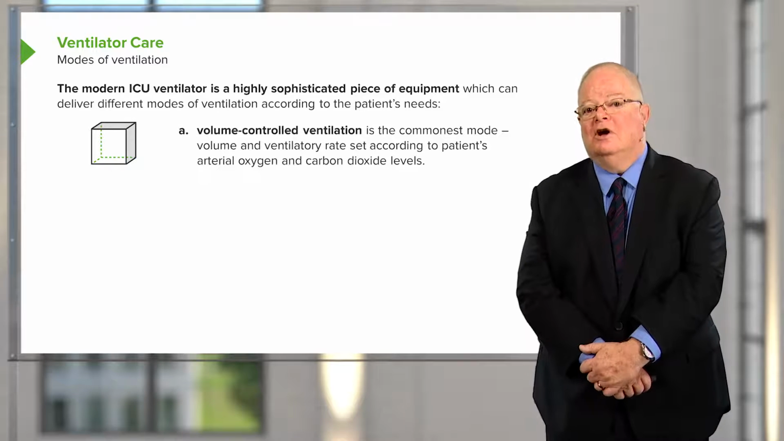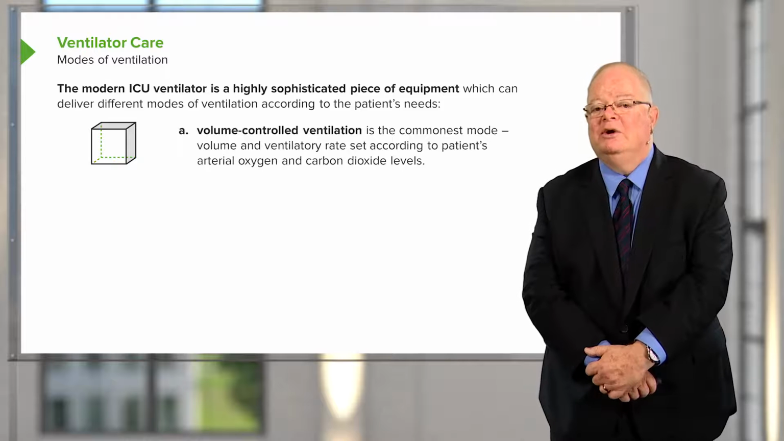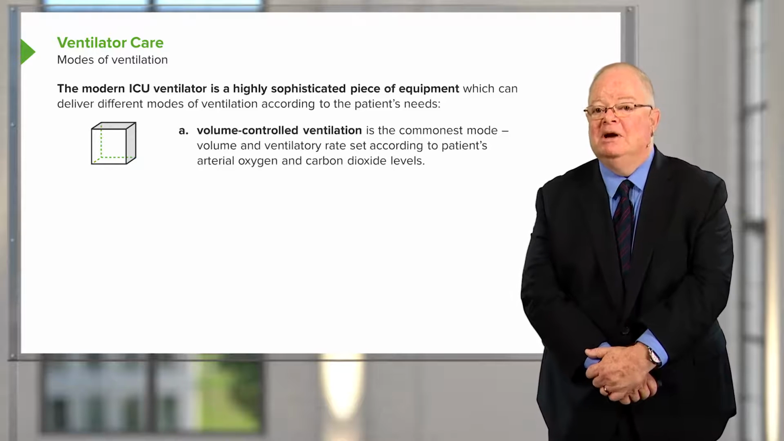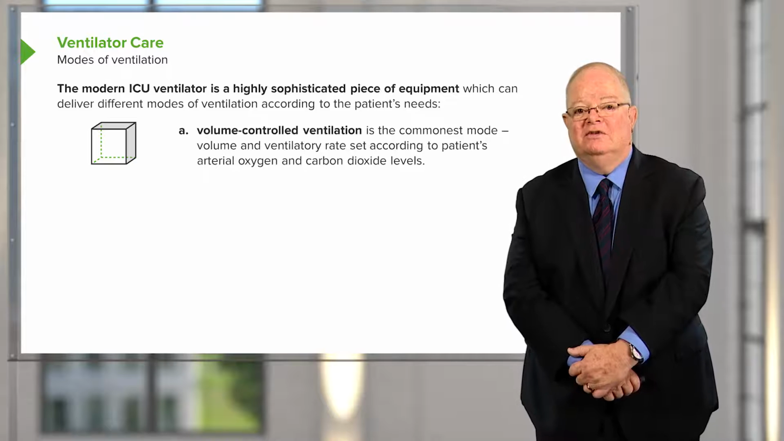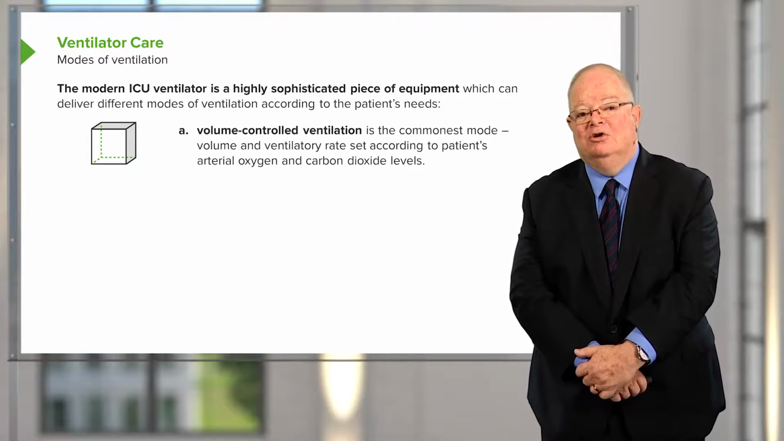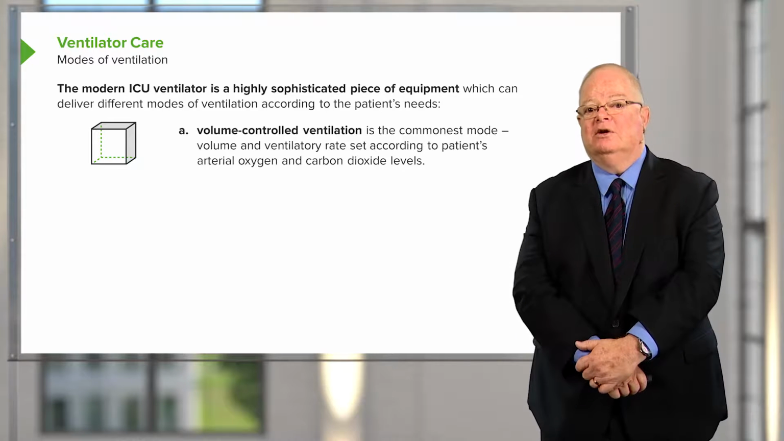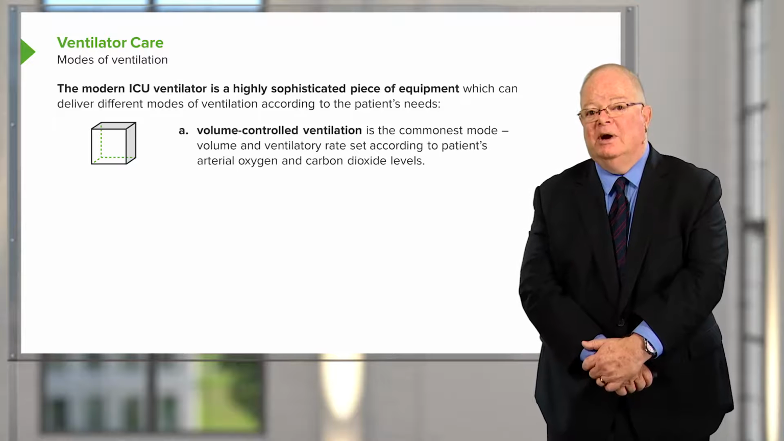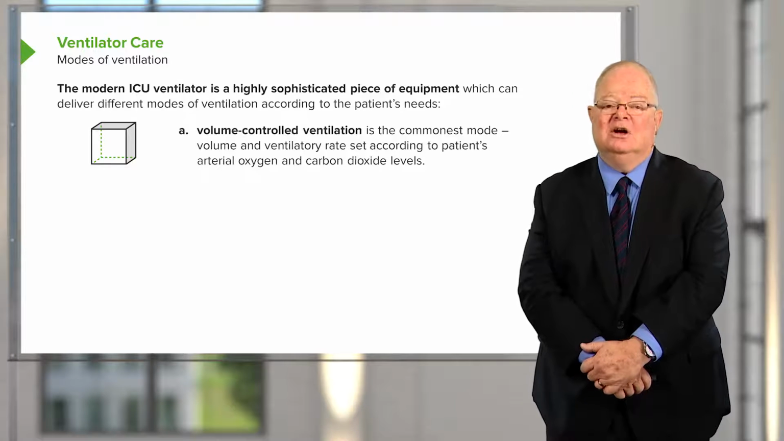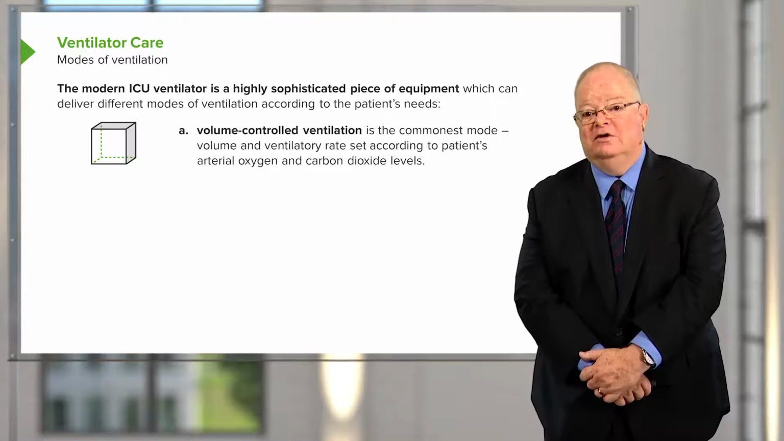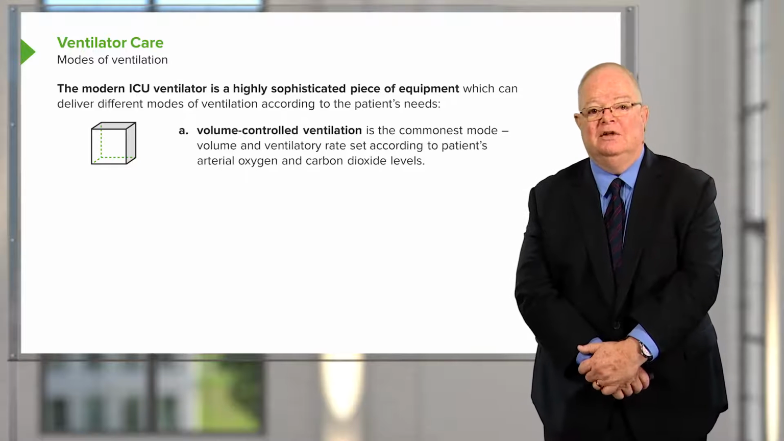Volume-controlled ventilation is the commonest mode of ventilation control, in which we set the volume and the minute ventilation or the ventilatory rate that we want the patient to receive. And we usually adjust this according to the patient's arterial oxygen saturation and carbon dioxide levels. And we can do either blood gases, or we can do end-tidal CO2, or just use saturation continuously on these patients.